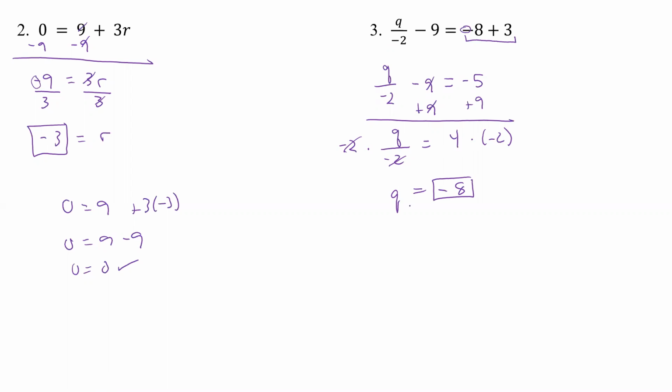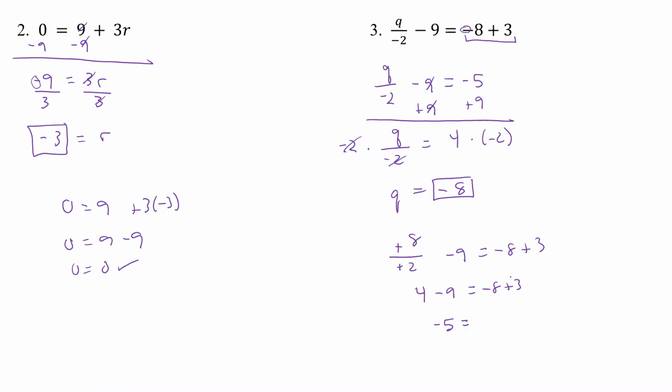Now let's look. So we have a -8 divided by -2 minus 9 equals -8 plus 3. Well, here we have a negative divided by negative, so that's positive. 8 divided by 2 is 4 minus 9 equals -8 plus 3. Here we have opposite signs, and here we have opposite signs. So we can take the larger minus the smaller. So 9 minus 4 is 5. The sign of the larger is negative, so that's going to be a -5.